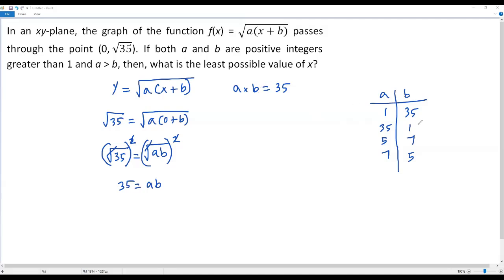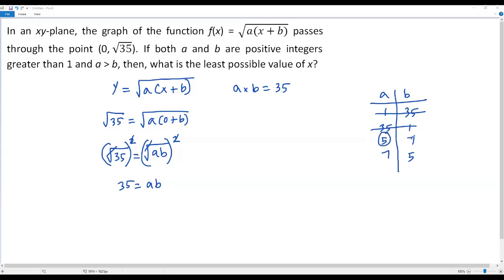Now in these 4 pairs, we have to check the pair which meets the conditions given in the question. That is, both a and b are positive integers greater than 1, and at the same time, a has to be greater than b. If I consider the first pair, the value of a is 1. But the question says both a and b must be positive integers greater than 1. So we can reject the first pair. We can reject the second pair also for the same reason, because the value of b is 1. b has to be a positive integer greater than 1. It cannot be accepted.